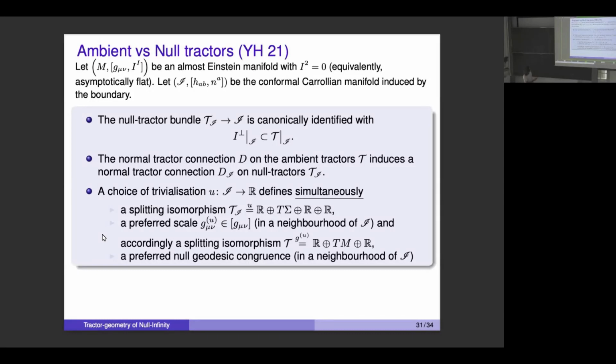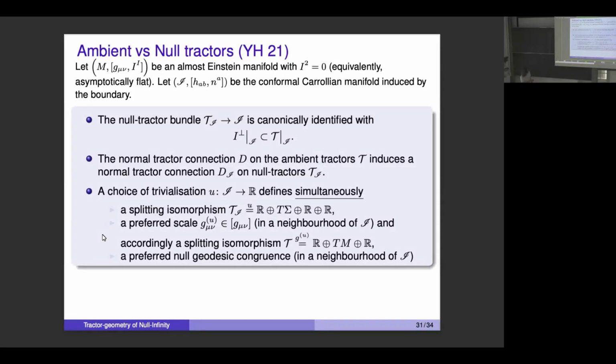And then the normal tractor connection in your space-time induces on this bundle, and therefore on this bundle, a normal tractor connection. Here, if you want to know the result, because indeed you need to check, it is Einstein's equation that makes sure that this induced connection is normal. In general, it will not be normal, but Einstein's equation at leading order, you can precisely check at which order, imposes that this induced connection is normal. And then here's, I think, how do you do this?